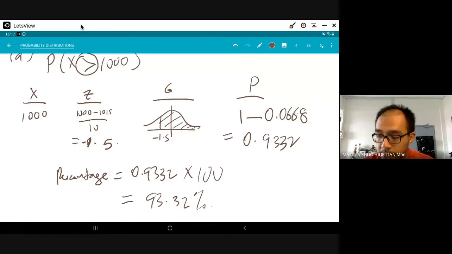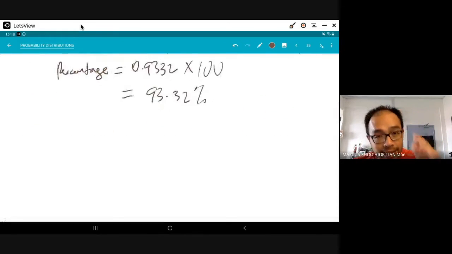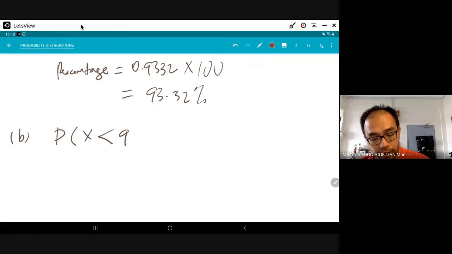Okay, question B is the one that's a little bit tough. Let's take a look. For a sample of 500 bottles of drinking water, estimate the number of bottles that contain less than 990. Okay, let's settle the probability part first. We leave the 500 aside first. The question very clearly says less than 990. So probability of X less than 990.